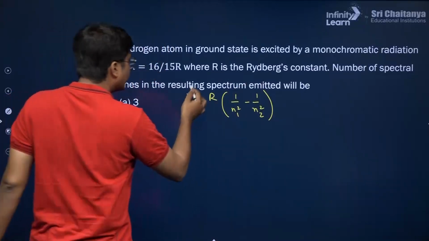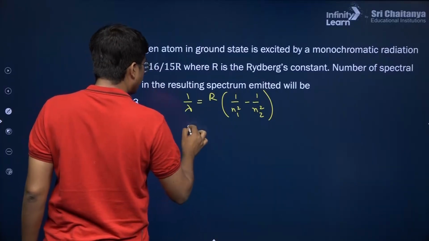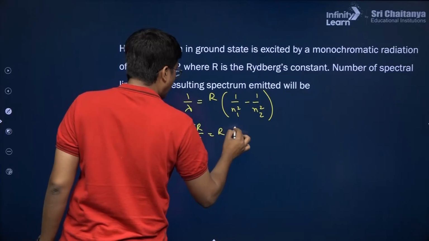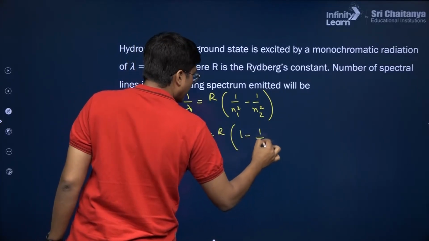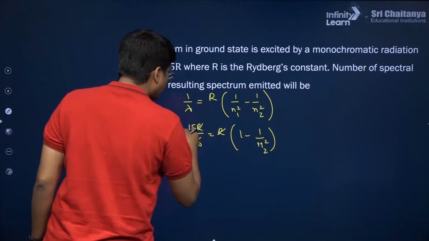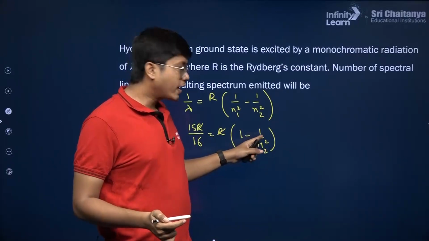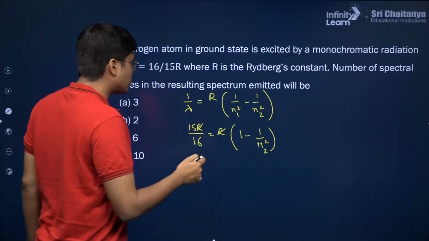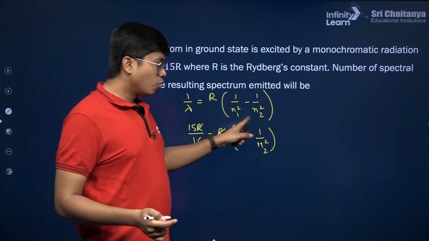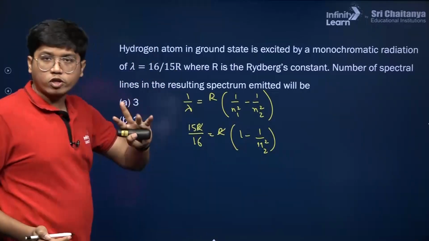Okay, so over here lambda, if you put, it's 16 by 15 R, so you'd effectively be having 15R by 16 is equal to R into (1 minus 1 by N2²). So cancel out the R's. You have 15 by 16 is equal to 1 minus 1 by N2². N2 value would come as 4, because if you have 4 squared, you have 16 here. 1 minus 1 by 16 is 15 by 16, right? So N2 value is going to be 4.